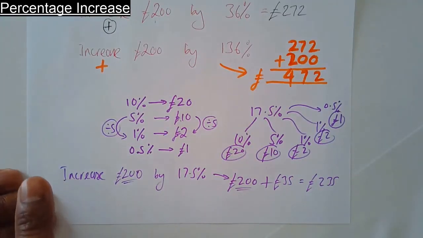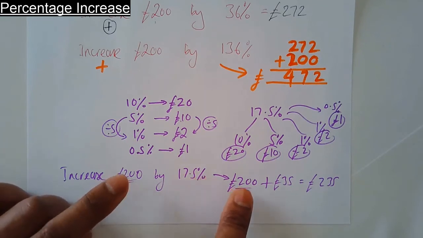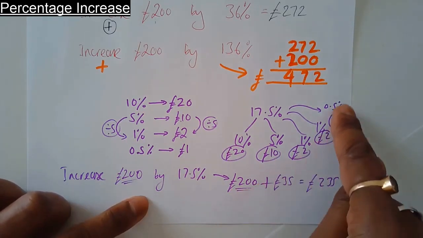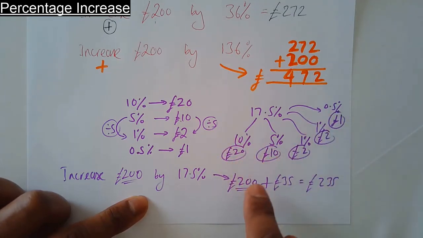Finally, increase £200 by 17.5%. It's going to be 200 plus 35. That makes £235.